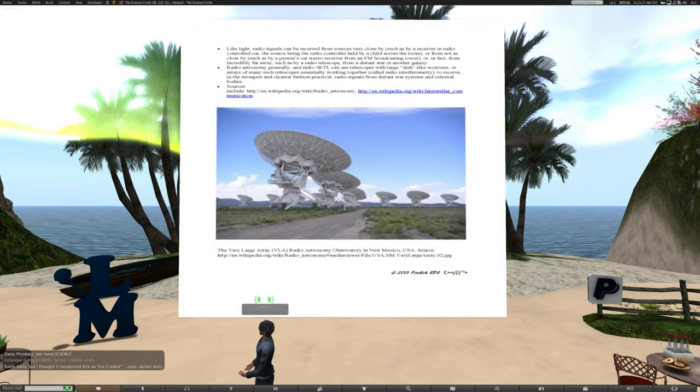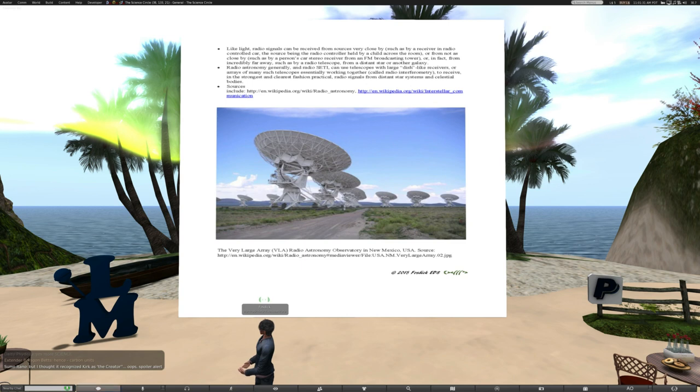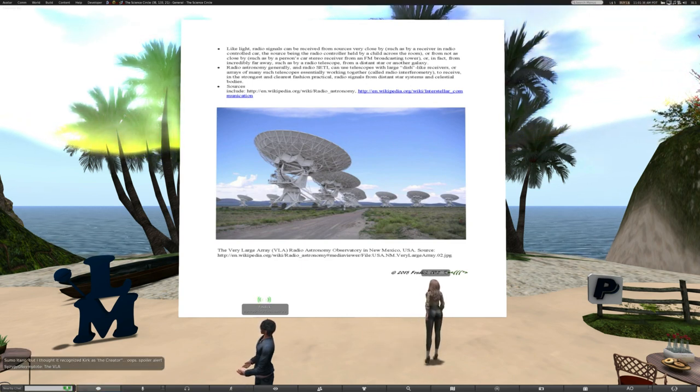I'm just throwing up maybe one more slide. This is kind of an interesting one. This is an array of telescopes that maybe one day will help us find radio signals from extraterrestrial life.